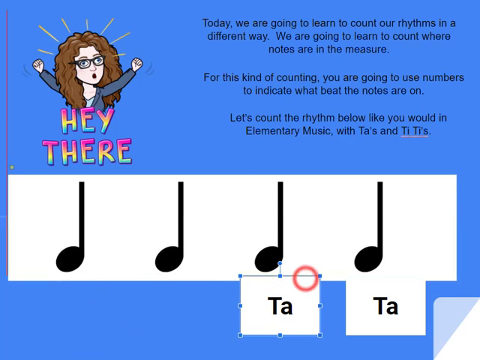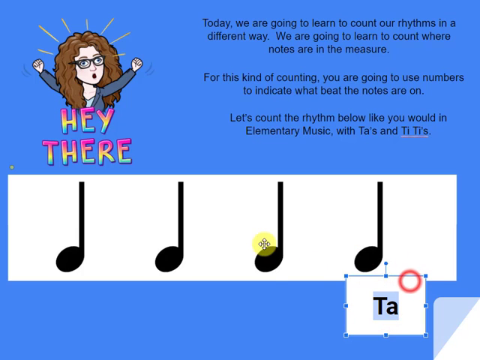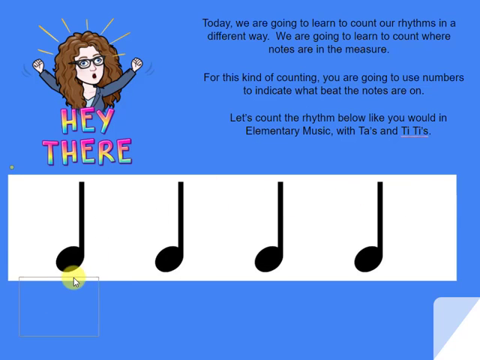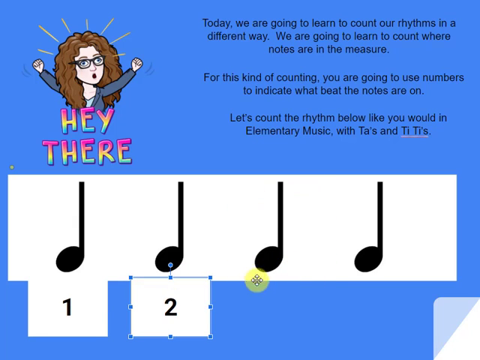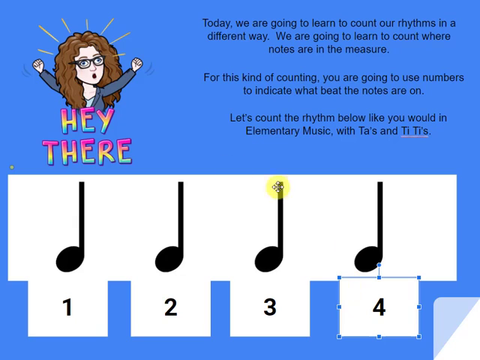So we are going to determine where each note is in the measure. So this first note is going to be called 1 because it's on the first beat of the measure. This note is going to be called 2 because it is on the second beat of the measure. Here is our third note, but it's also on the third beat of the measure. And then our last note is on the fourth beat of the measure. So for this rhythm, we're going to count it 1, 2, 3, 4.